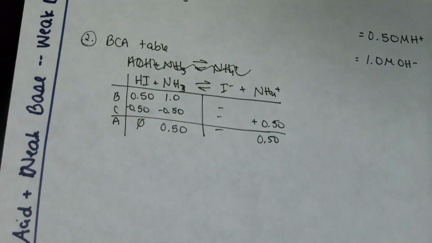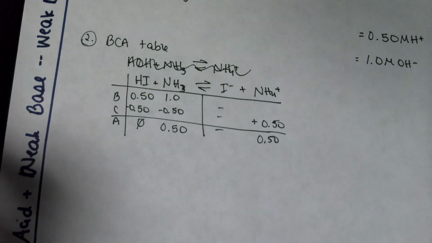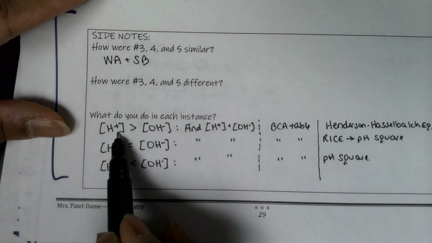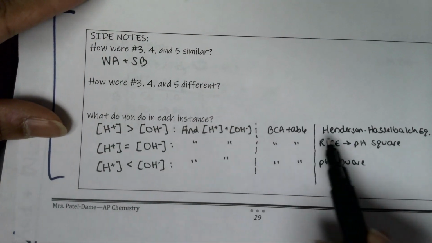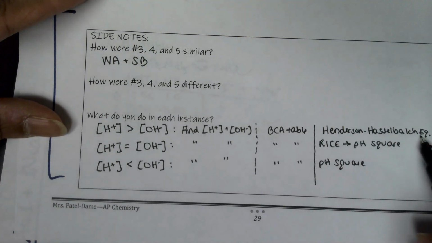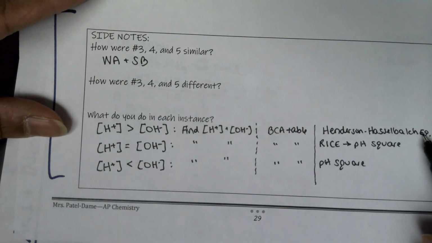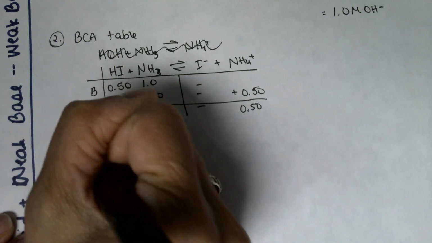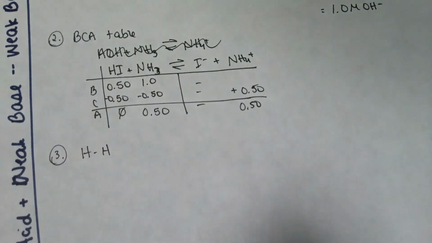All right, so looking at the previous page, we can see that when we had the weak acid in excess, we ended up doing the H plus and OH minus, the BCA table, and then the Henderson-Hasselbalch equation. We're doing the same exact thing here. Our weak base, in this case, is in excess. So because of that, I'm going to use the Henderson-Hasselbalch equation.